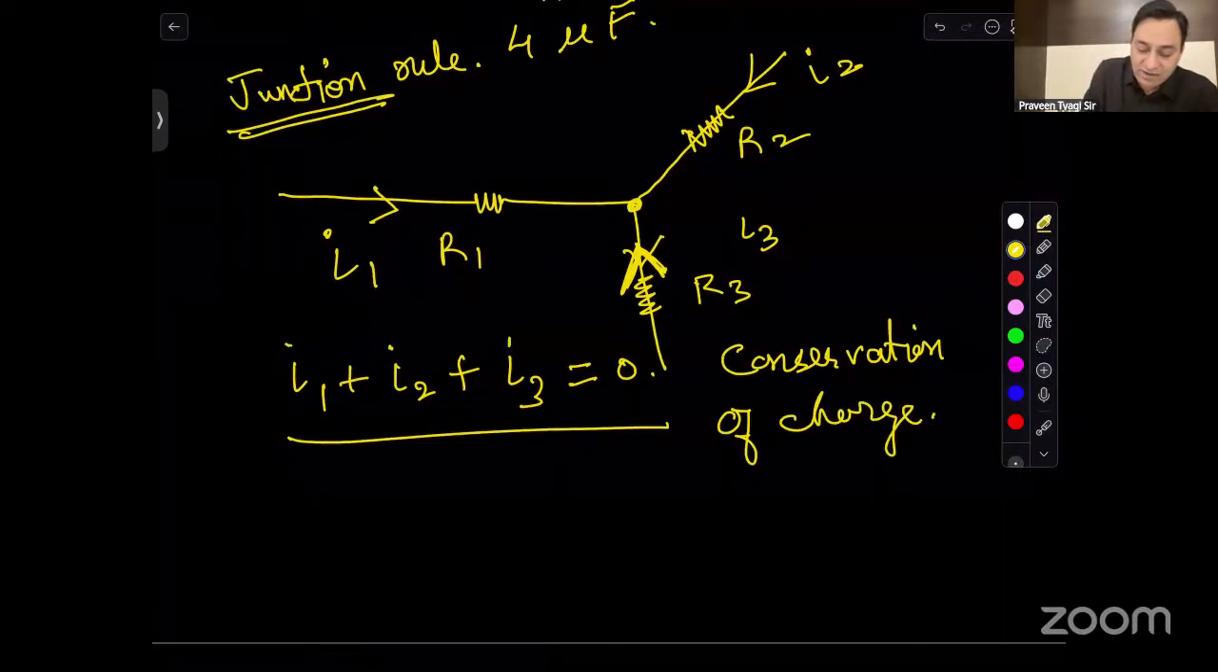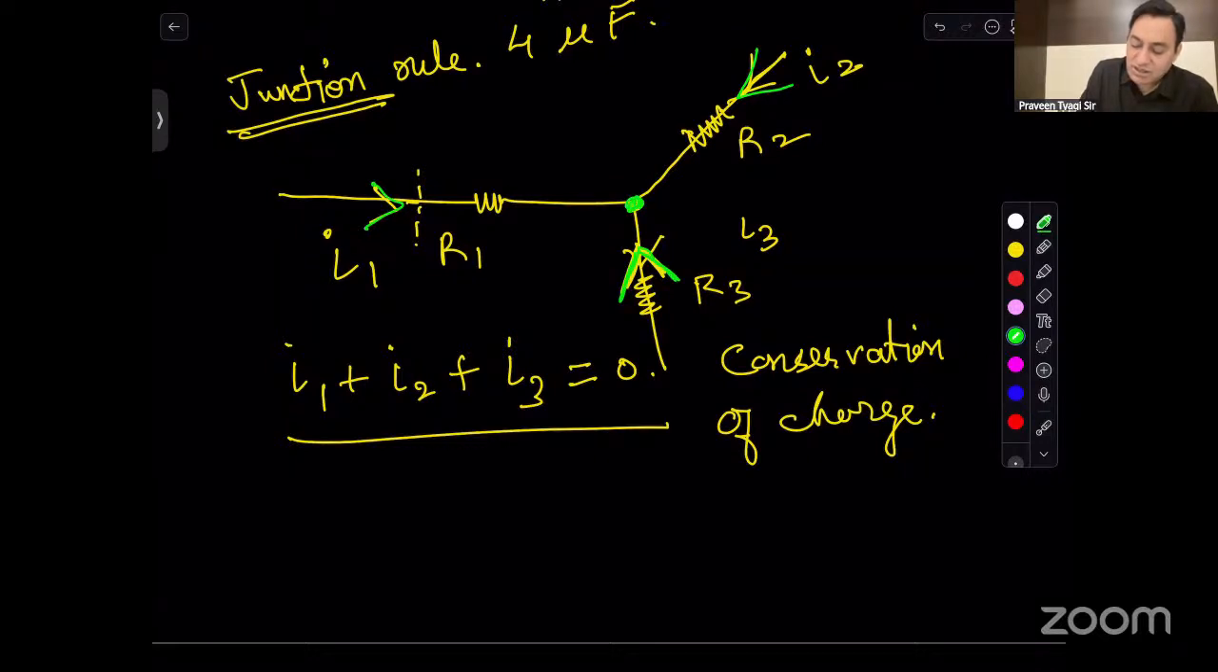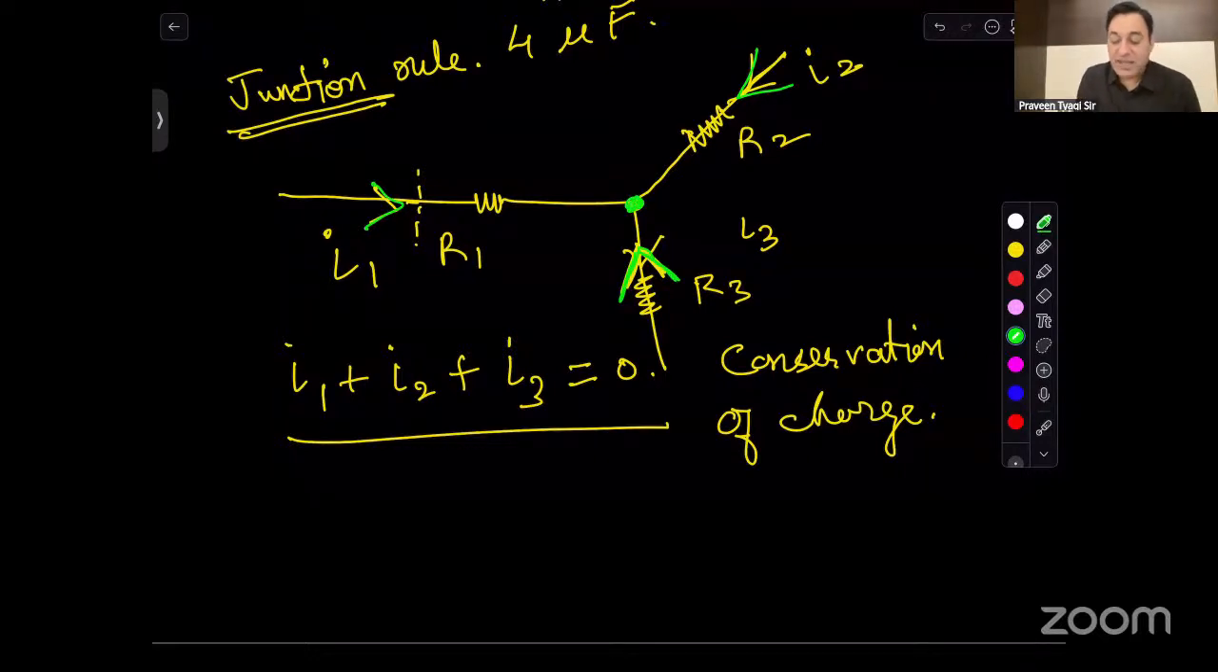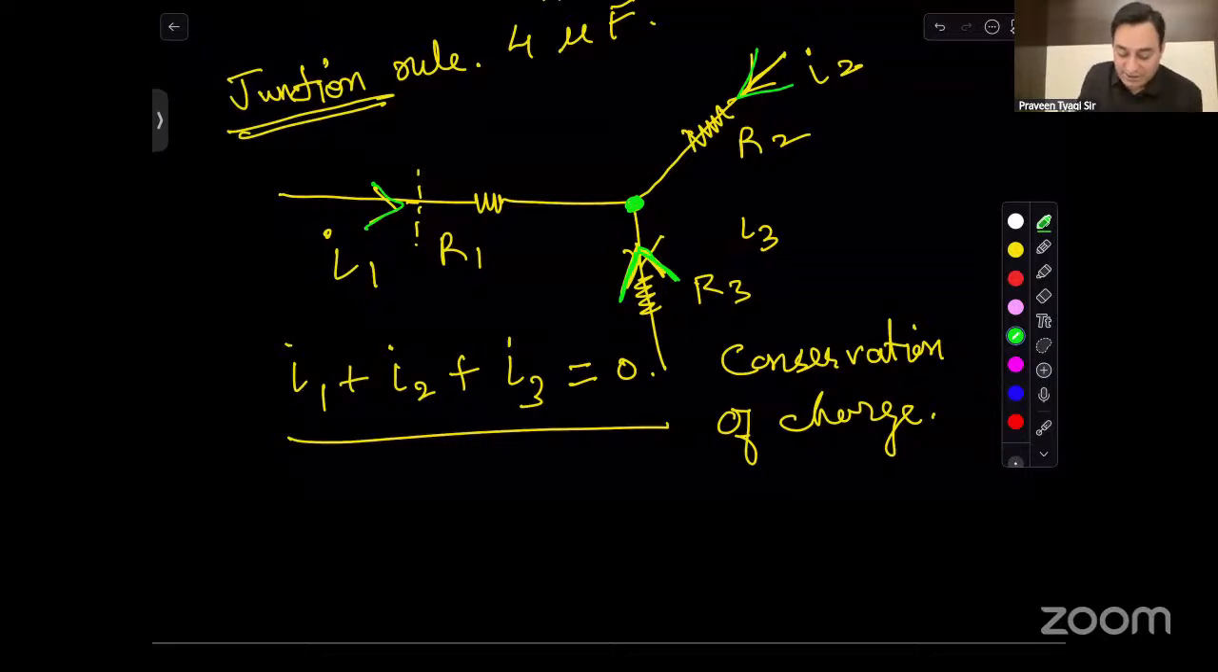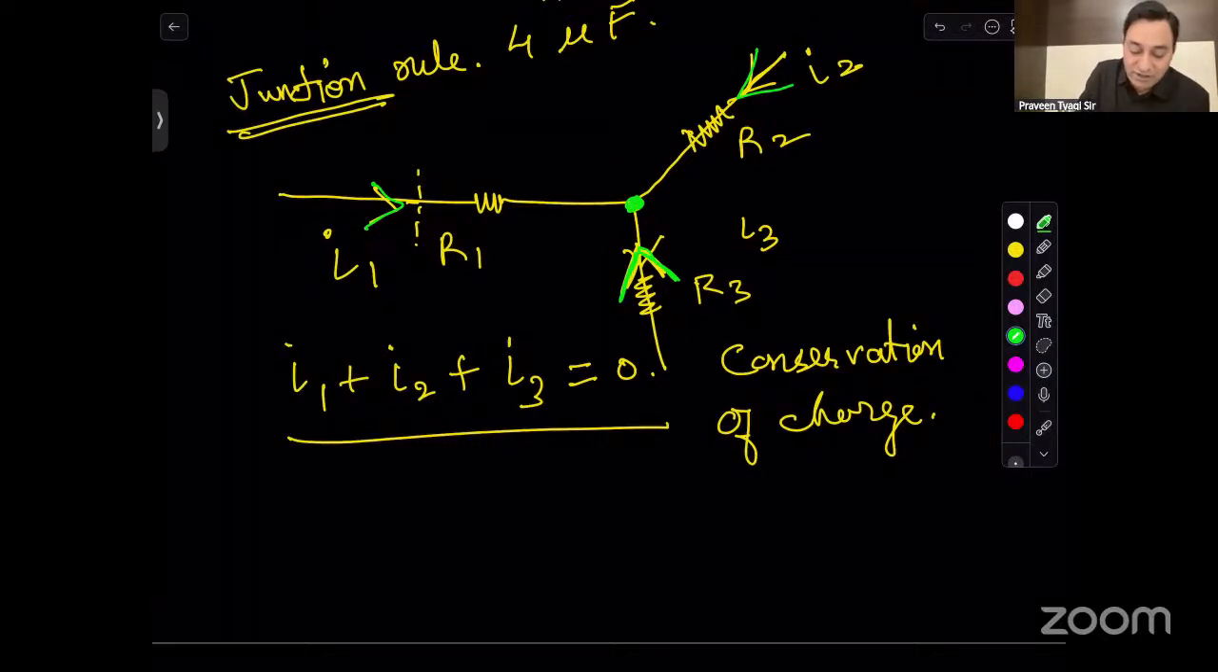What is I1? I1 is the rate of charge flowing per second towards this point. I2 is the rate of charge flowing per second towards this junction. And I3 is the rate of flow of positive charge towards this junction. At this junction, per second, this much charge is arriving. We know that at any point, charge can neither be created nor destroyed, right? So what should be done? If I1 is positive, I2 is positive, then I3 has to be negative.